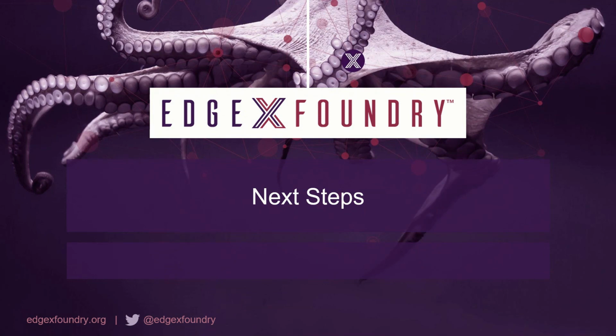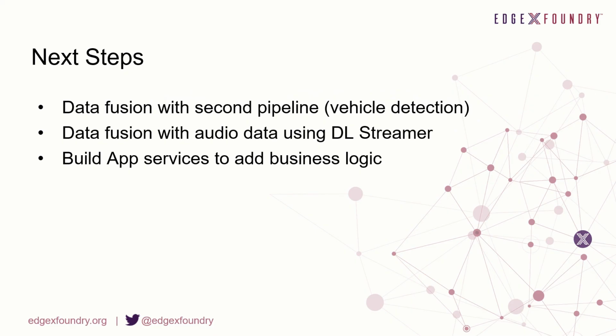And lastly, next steps. For next steps, you can do data fusion with a second pipeline. As I was mentioning before, you can create a second DL Streamer pipeline. In this case, you can do vehicle detection. You can use any other model and then ingest that data through EdgeX. You can also do data fusion with audio. DL Streamer, as I was mentioning before, also supports audio. So you can do speech recognition, for example, and send that data through EdgeX.